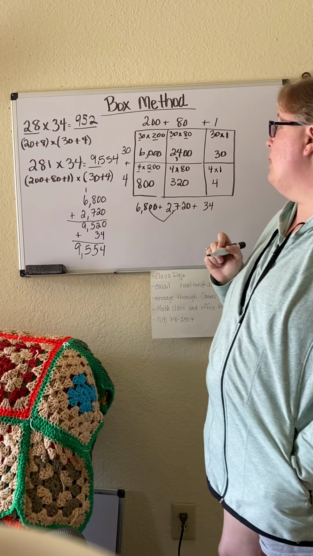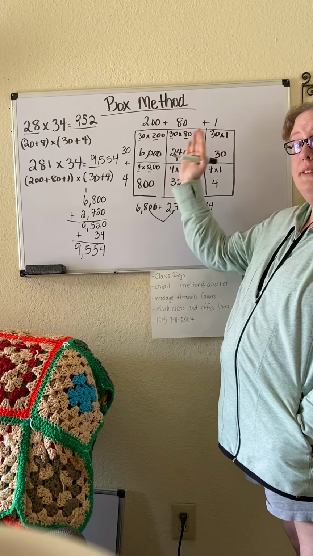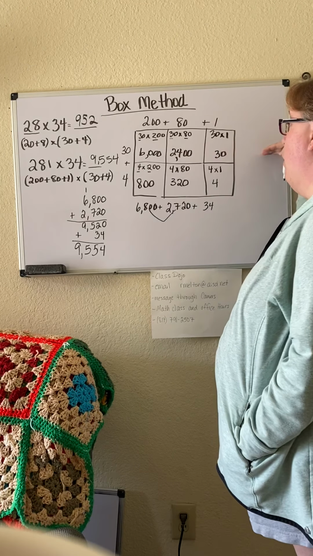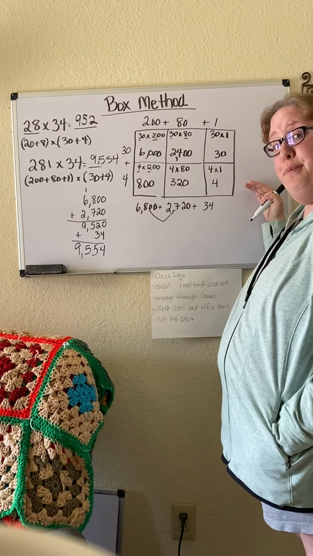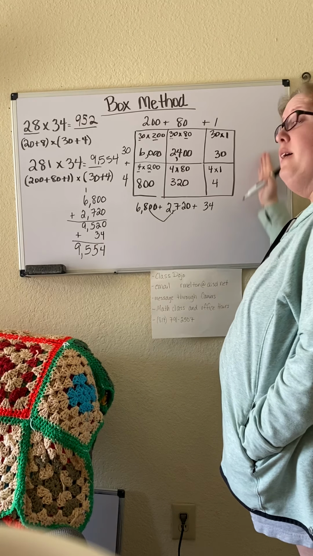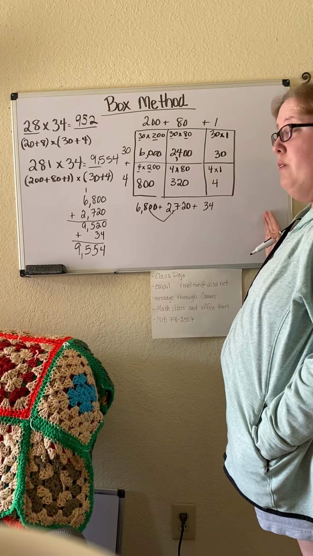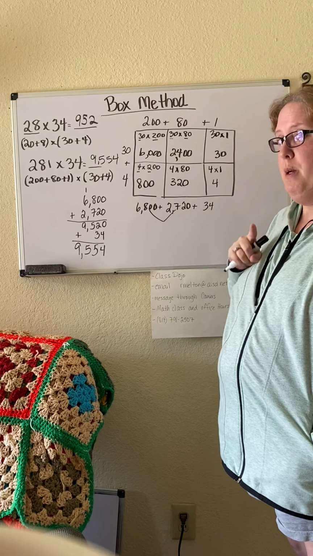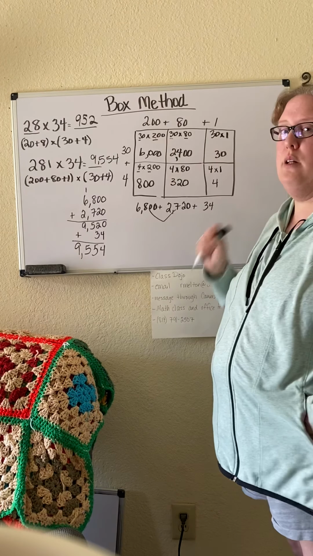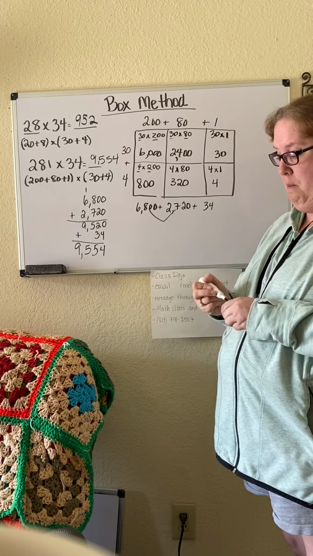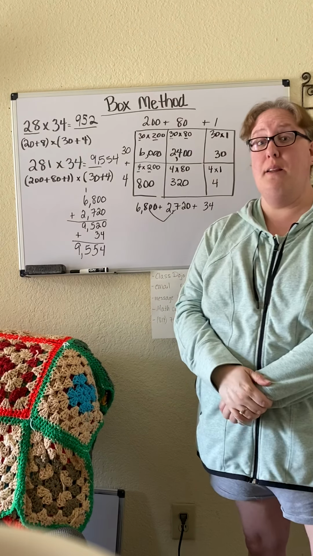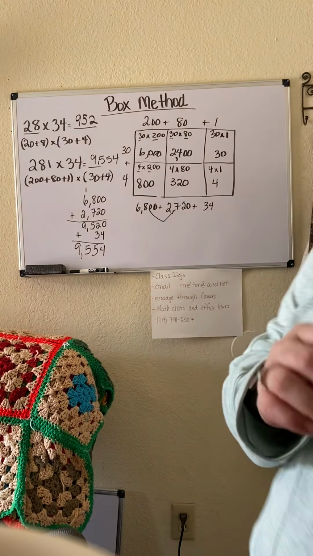I could have added these 6 partial products in any way that I want. I could have added across the rows if I wanted to. I could write all 6 numbers, line them up by place value, and add them together. It's totally up to you how you want to add them, but you must make sure that you have all 6 of those partial products. I hope that that video is helpful to you if you are learning the box method of multiplication of whole numbers.